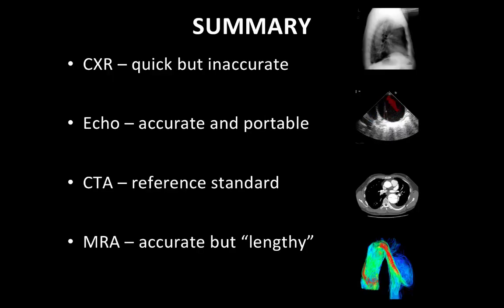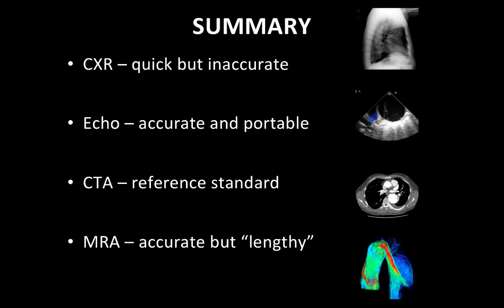So in summary, the workup of patients with acute aortic syndromes depends immensely on imaging, including chest x-rays. They're very quick. There are some findings that can suggest the presence of an acute aortic syndrome, but it's really not accurate enough to rule it out or rule it in with enough accuracy.